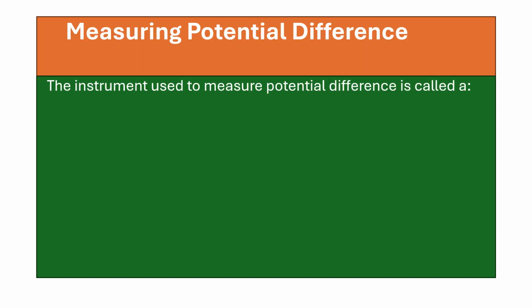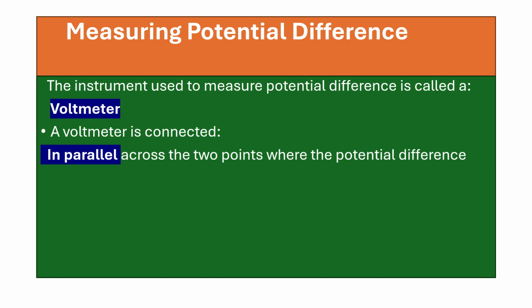How do you measure potential difference? The instrument which is used to measure potential difference is called voltmeter. Likewise, children, what is the instrument used to measure current? That is ammeter. And voltmeter, very important, is connected in parallel across the 2 points where the potential difference is to be measured. Please remember, children, voltmeter is always connected in parallel, and ammeter is connected in series, which we will be doing in the other video discussing parallel and series circuits. That will make your concept more clear.